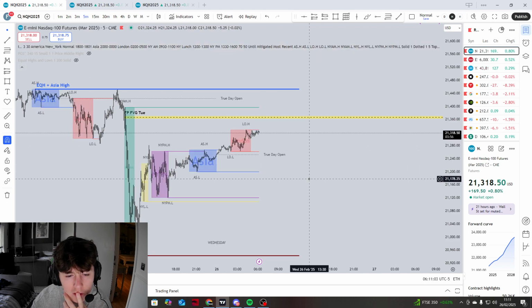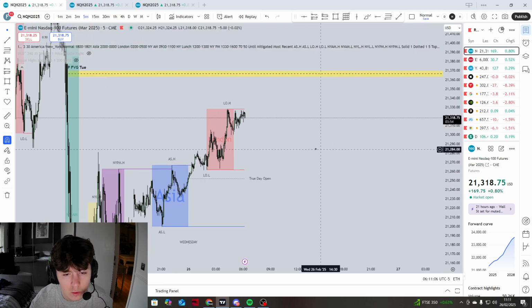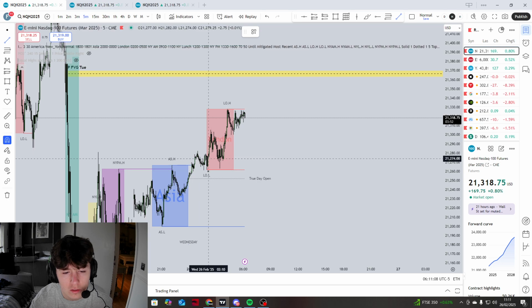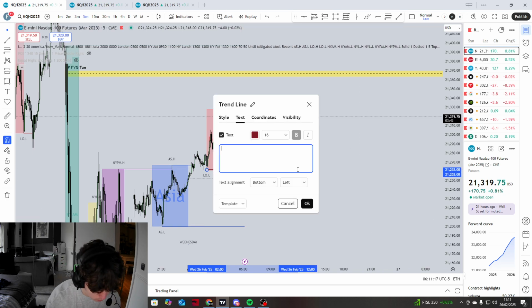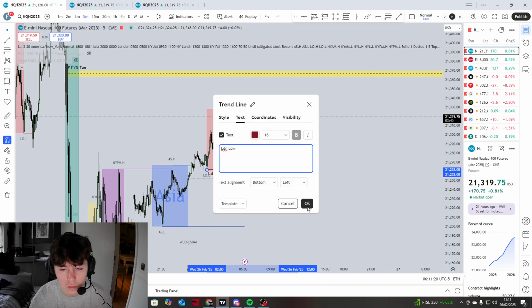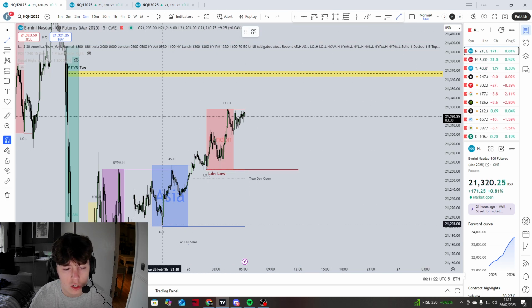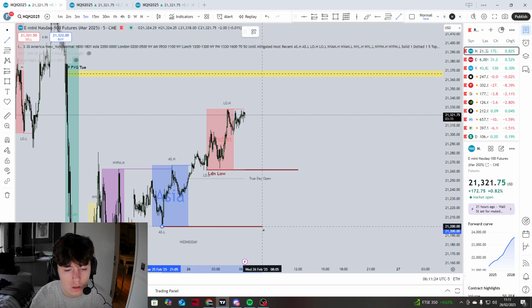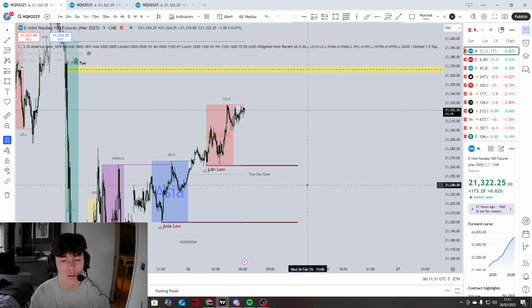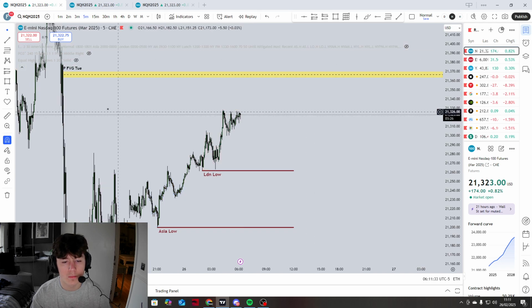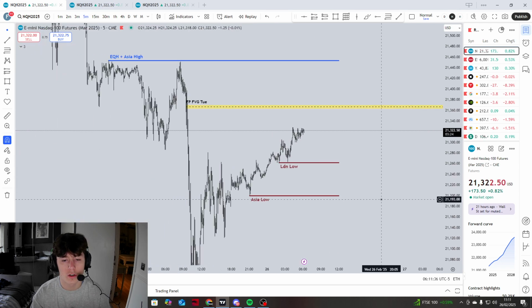Let's see what happened. Where's London low? Okay, so we got relatively equal lows for London. Let me mark them out. Just do this quick. And we have Asia low. So yeah, I mean, see if we can get a good trade or not.